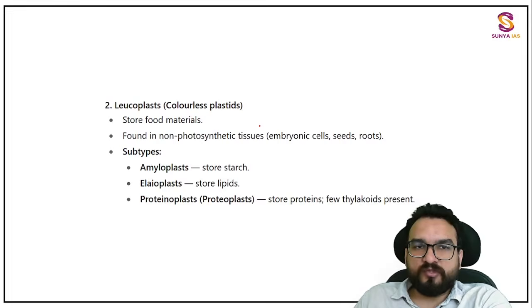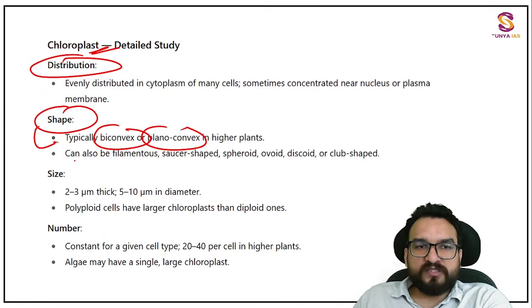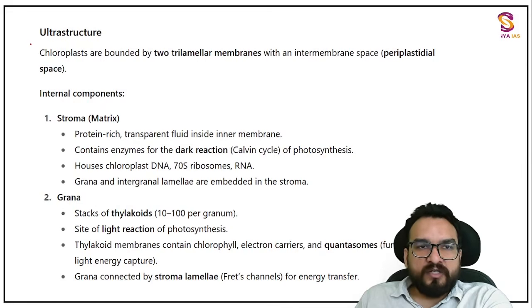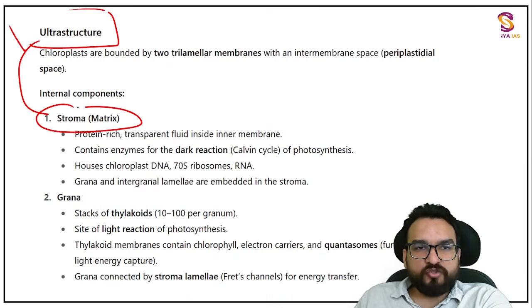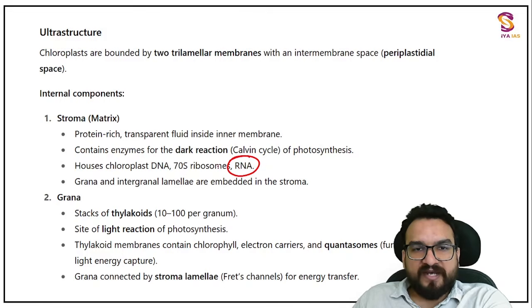But Fred channel also you take. So chloroplast distribution you should know. Shape I have told you, biconvex or plano-convex. Size and number are not that much important, just read it out. Ultrastructure is very important. Over here I have stroma. In stroma I have DNA, circular, 70S ribosome, and RNA.